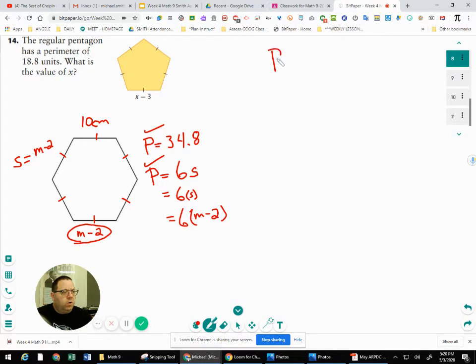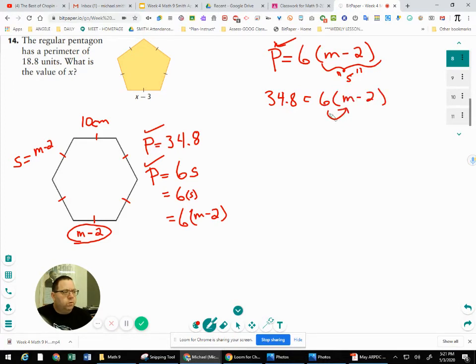Okay, our perimeter is equal to 6 times (m subtract 2), where this expression is our length of one side. And now we actually have a number to swap in here. So in this case, again, I'm just making up this example. All right, this is not in your textbook. This is your textbook question, so I'm doing something very similar. So 34.8 is equal to 6 times (m minus 2). All right, we're going to distribute. We're going to distribute that 6 through our brackets.